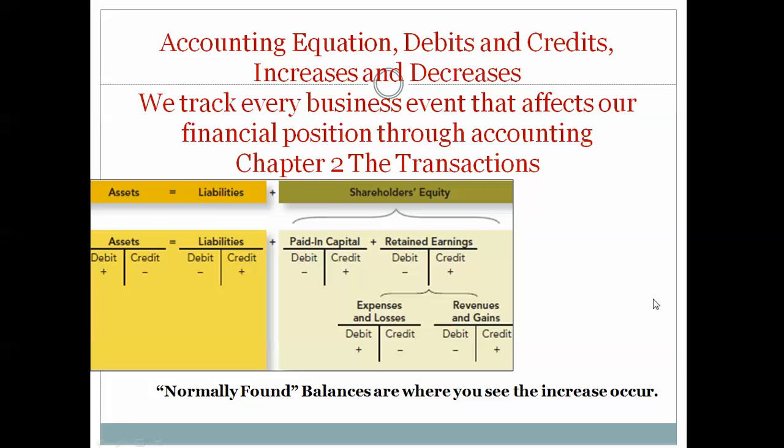So now we're going to go back to the PowerPoint and finish it up. We're back to that sheet that we talked about in the last video, assets equal liability and shareholders' equity, all those accounts that fall under here. In Chapter 2, we're going to start looking at the transactions, the day-to-day events that help us to determine what goes into those financial statements. That's in Chapter 2.